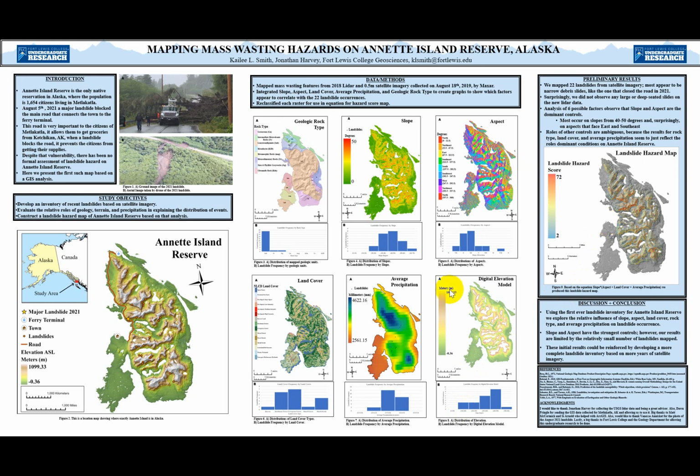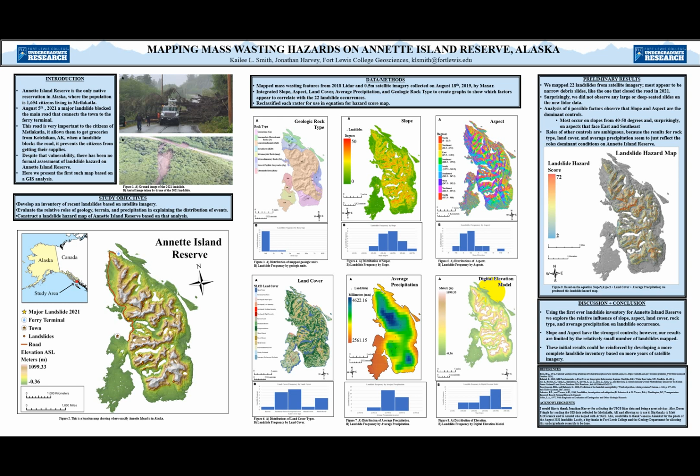And so I had to reclassify each of these layers except the digital elevation model. Based on reclassifying each of these, I gave them a number value score, and that will help the raster calculator produce the landslide hazard score. So for geological rock type, if it wasn't basalt, I gave it a 0 and gave basalt a 1 value. For slope, I gave 40 to 50 degrees a value of 1 and everything else a value of 0.